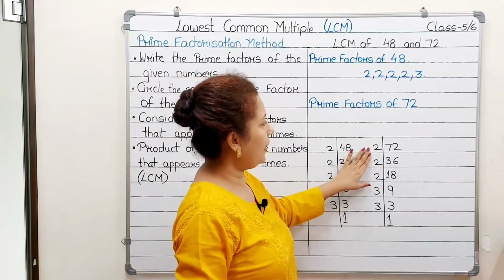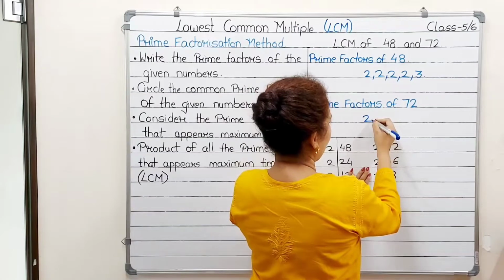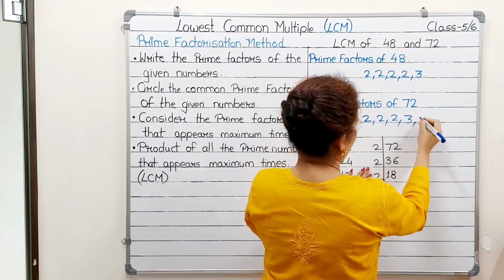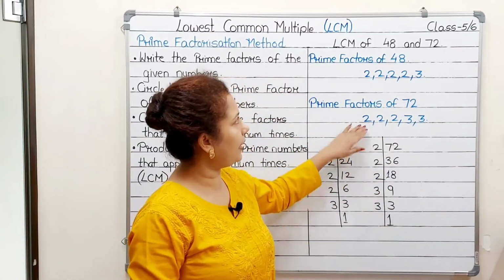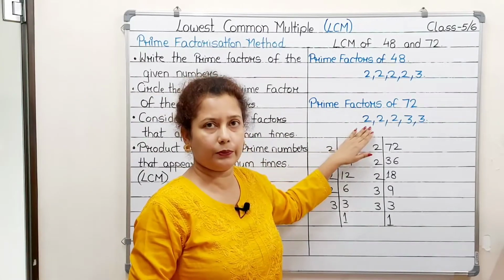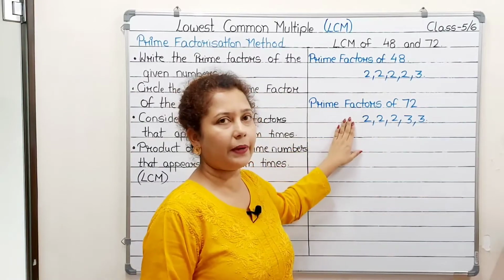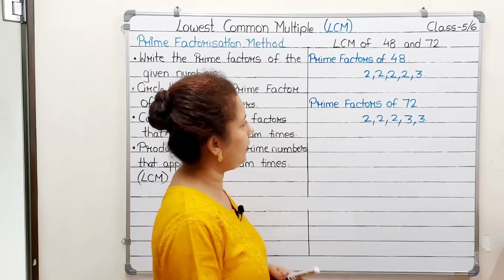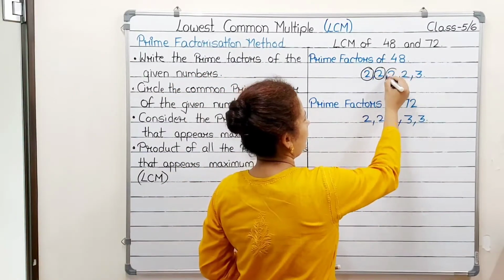Similarly, the prime factors of 72 are 2, 2, 2, 3 and 3. So here we have written the prime factors of 48 and the prime factors of 72. First we will find if 2 is present as a prime factor of the given numbers. Yes, 2 is present in both the numbers, so we will circle all the 2's in both the numbers.